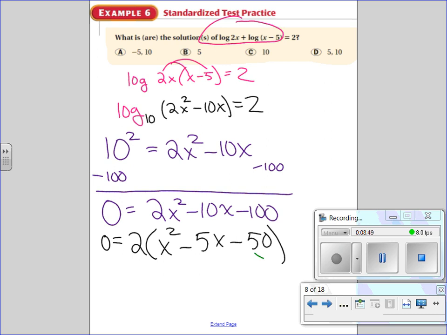You want to brainstorm numbers that can multiply to negative 50 that would add up to negative 5. So 50 and 1, 25 and 2, or 10 and 5. I like that idea a lot. 10 and 5. Now which one should be negative and which one should be positive? Negative 10, positive 5. Which means my solutions, do you remember how to do your solutions? It's the opposite of this and the opposite of this. So x equals 10 and x equals negative 5.